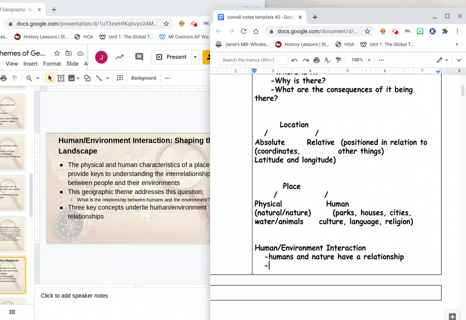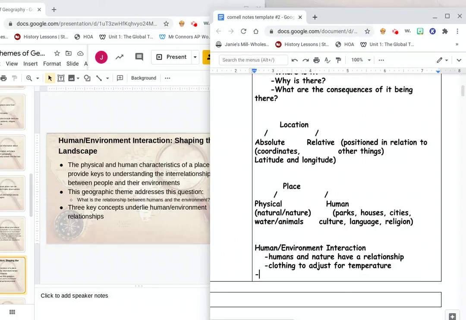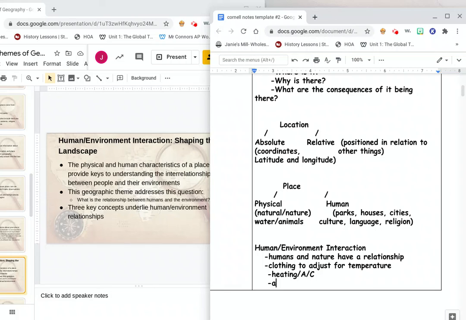This can be in terms of clothing to adjust for temperature. This could be in terms of heating or AC. This could be in terms of adapted gear, such as scuba gear, or it could be oxygen tanks.